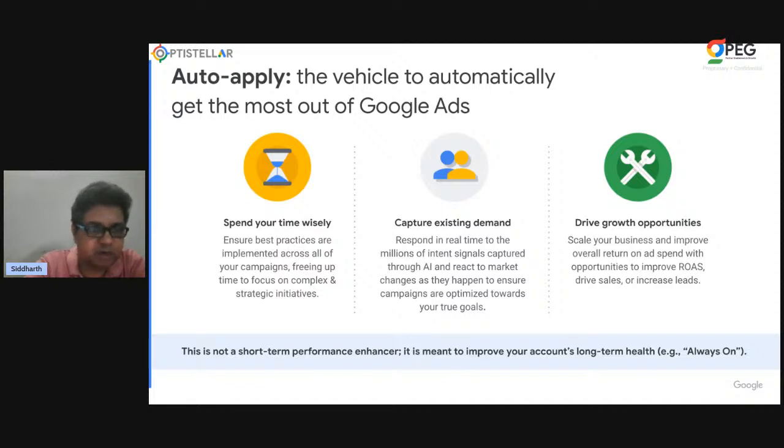In this kind of time, you would be able to devote this time to better relationship management, or to creating more strategic initiatives which are long term in nature, right? So basically, you will be able to standardize a process, and by standardizing that particular process of opting into these recommendations, you will have a good amount of time which you can devote towards more productive initiatives. At the same time, you will also be able to capture existing demand.